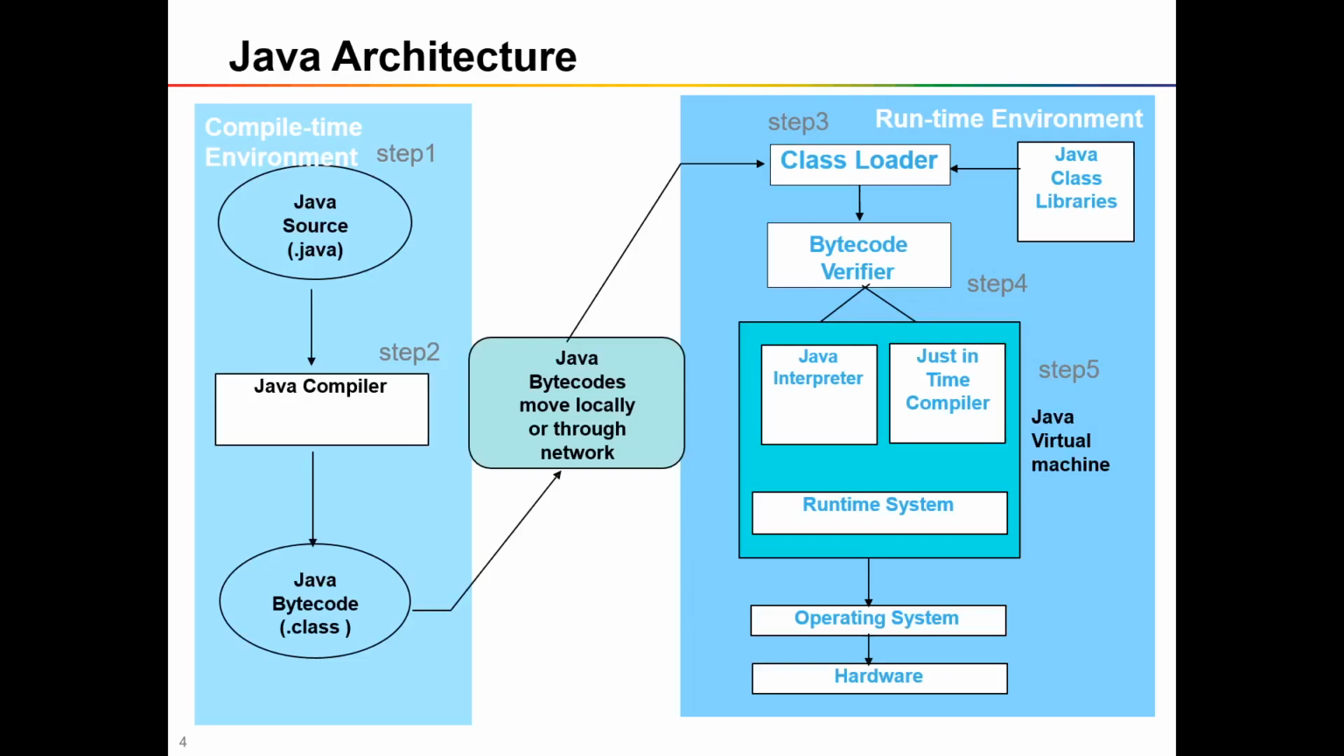Here the role of the Java interpreter is that it translates bytecode into machine code on a line-by-line basis. Then there is the just-in-time compiler, which is going to translate a bunch of frequently used bytecodes into machine code. The just-in-time compiler helps the Java application to run faster. Then the runtime system internally communicates with the operating system and the respective hardware.